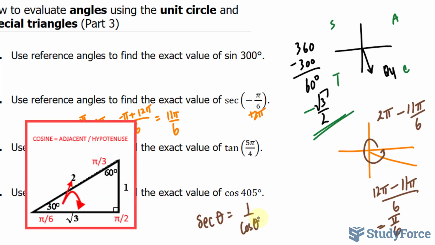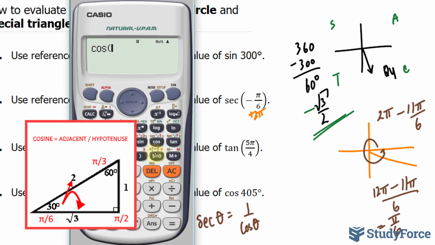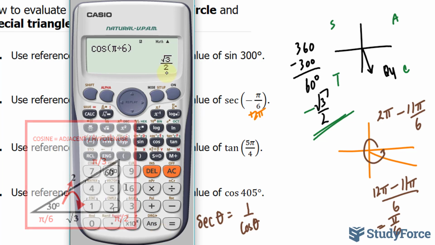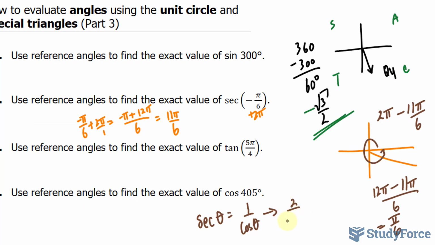What I can do, since my calculator does not have secant, is I can take cosine of pi over 6 and make sure that your calculator is in radians. Now it's in radians, and I'll place pi over 6 into here. This gives me the square root of 3 over 2. Because secant is a reciprocal function, I need to reciprocate this fraction. So we have 2 over the square root of 3.